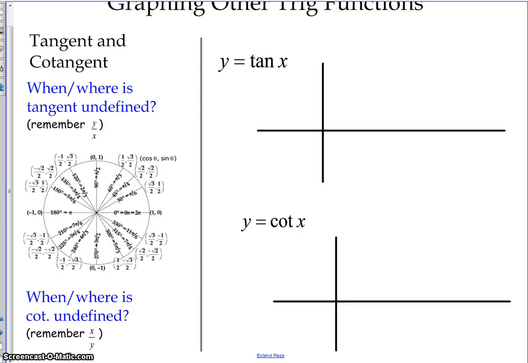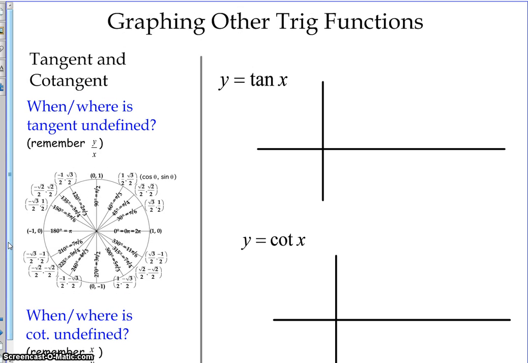Okay, so now we're dealing with section 6.7, and we're looking at how do we graph tangent and cotangent. So we're looking at other trig functions, and now we're going to talk about tangent and cotangent. So first we have to talk about, wait a minute, where is tangent undefined?